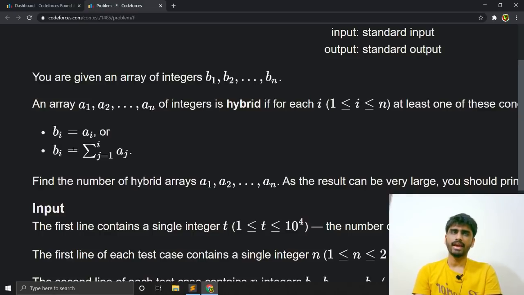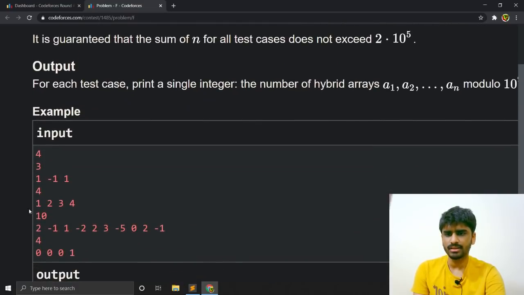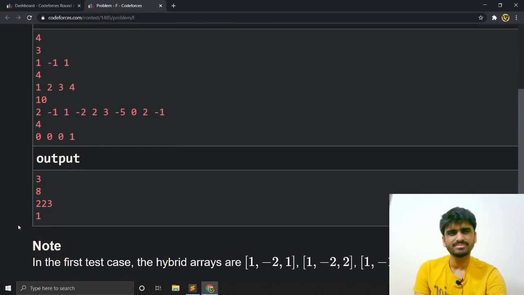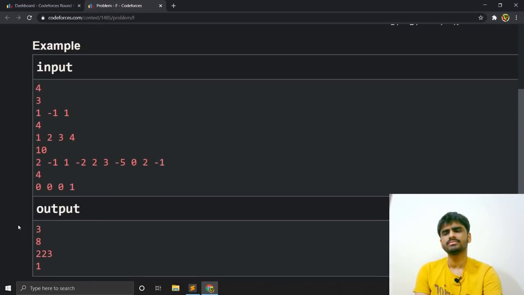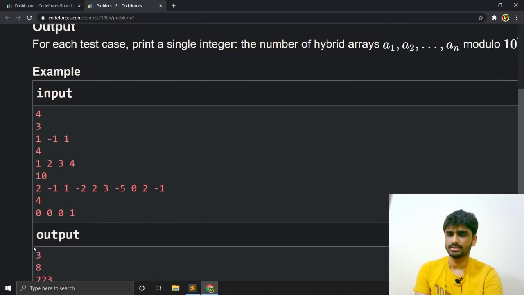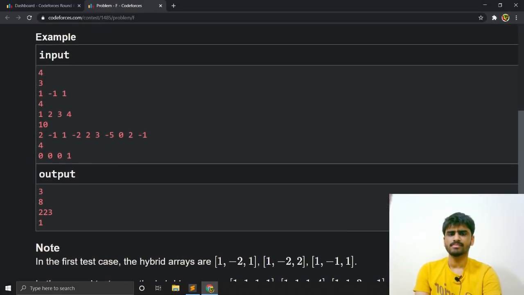Okay, so what's wrong with having 2 to power n? Why is 2 to power n not the answer? Is the answer not 2 to power n? Like here we can have 2 to power 3, 8. Oh, it's not. What? Only 3 arrays?